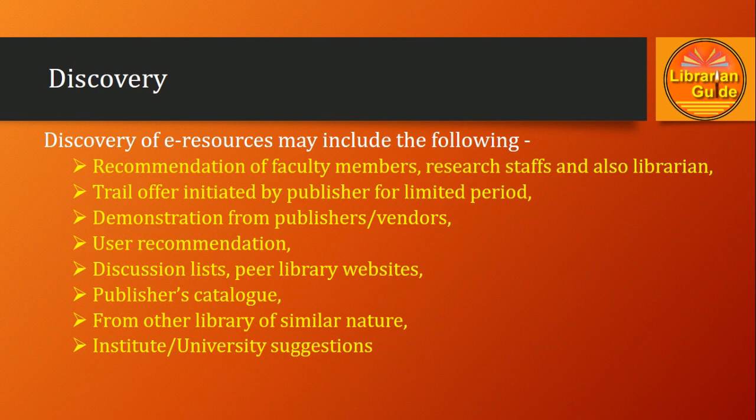We also come to know about that resource through user recommendation, some of the discussion lists, and peer library websites. We come across many websites which have sufficient information about the resource. We try to get the details from the publisher's catalog, and from other libraries of similar nature. Suppose we are working in a Central University or IIT or NIT, we try to connect with other institutes of similar nature and come to know about that resource, and also sometimes through institute or industry suggestions. So we discover the resource through different methods.